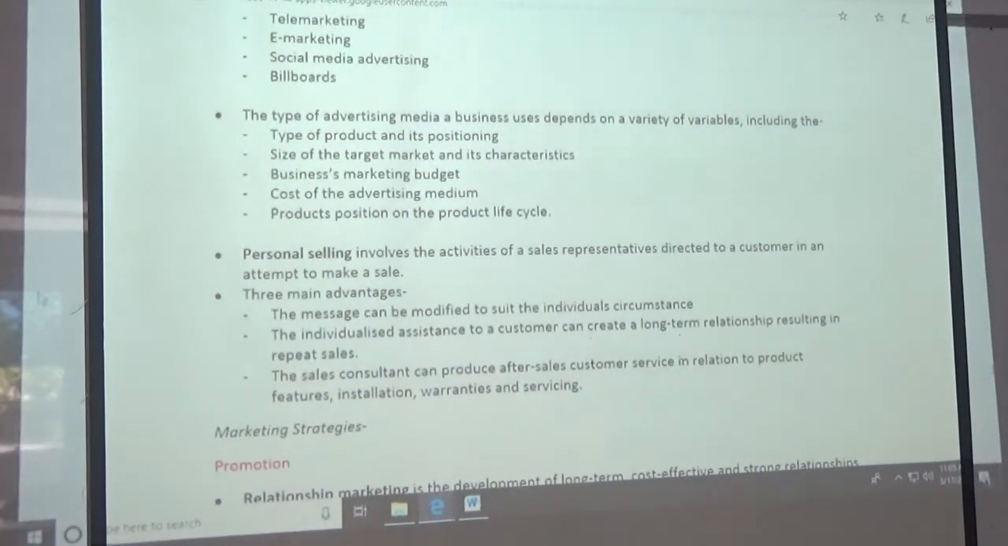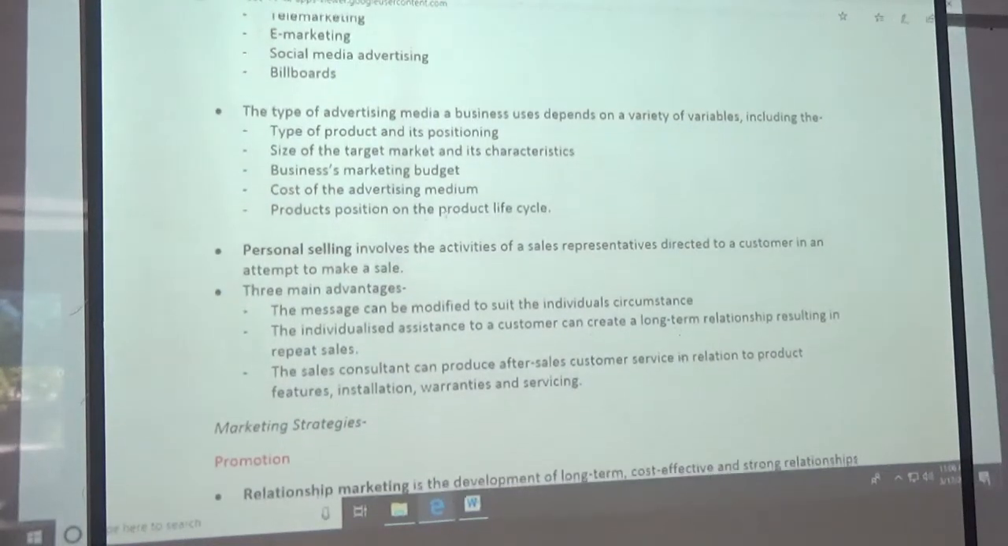It's also related to how much income people have: are they middle class consumers, rich consumers? Size of the market and its characteristics, location, geographic, demographic. The budget, how much money you have to spend. You have to try to use it in the best way possible. The cost of each advertising media is going to affect your decisions. And the position in the product life cycle.